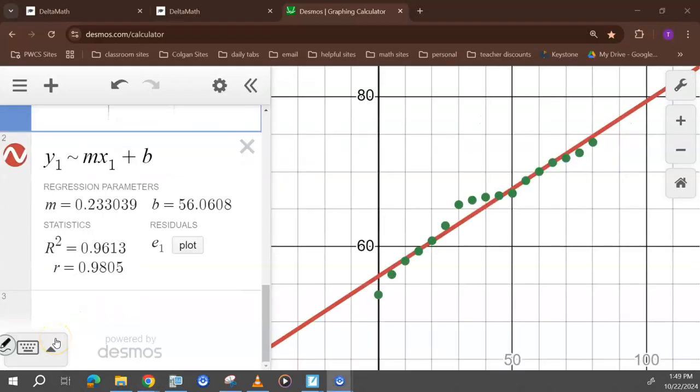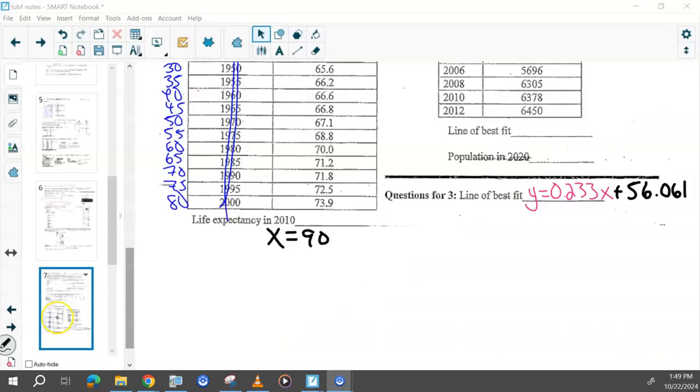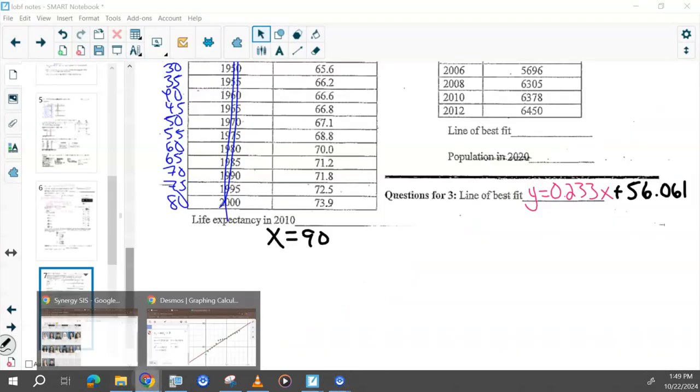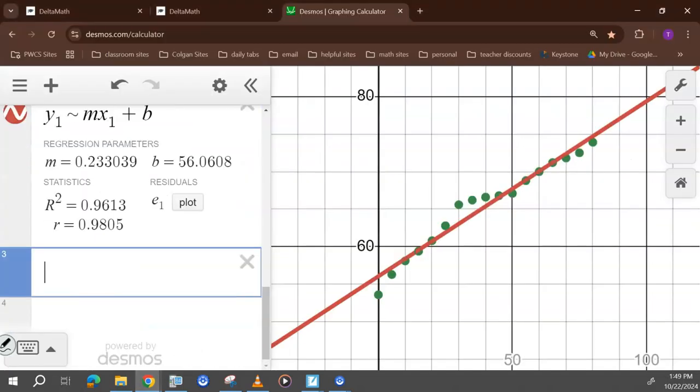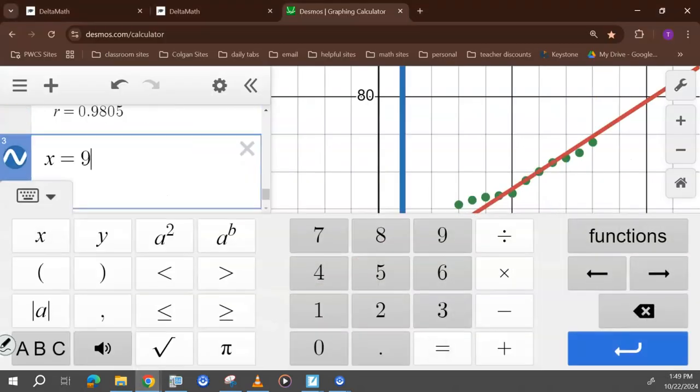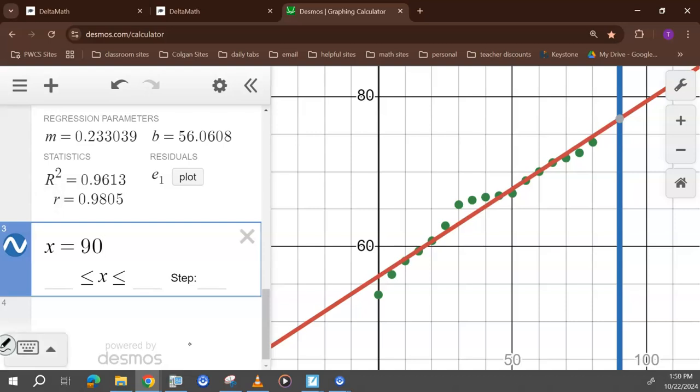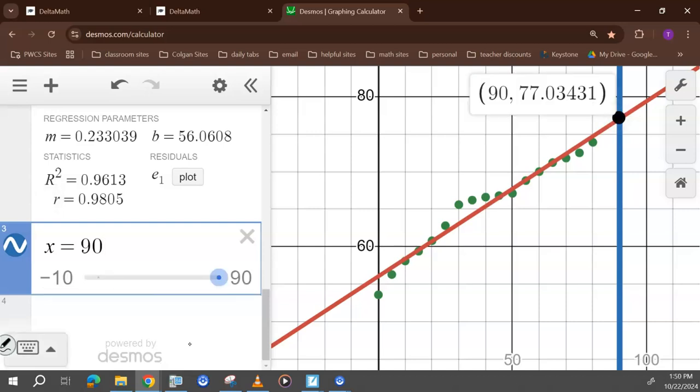I just want to get this last part. So we got our line of best fit. And then the question asked for the life expectancy in 2010. So how many years? And if I type that into Desmos, I put this up high enough that I can see it. Okay. And look for where those two lines cross. 77.03 would be that life expectancy in 2010.